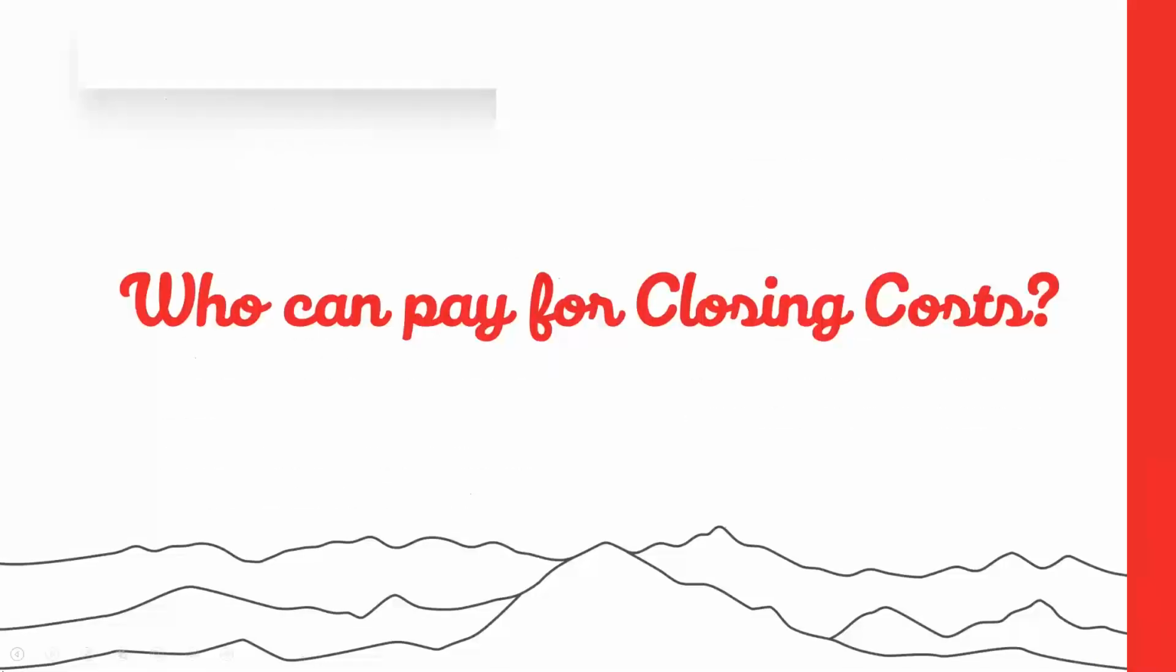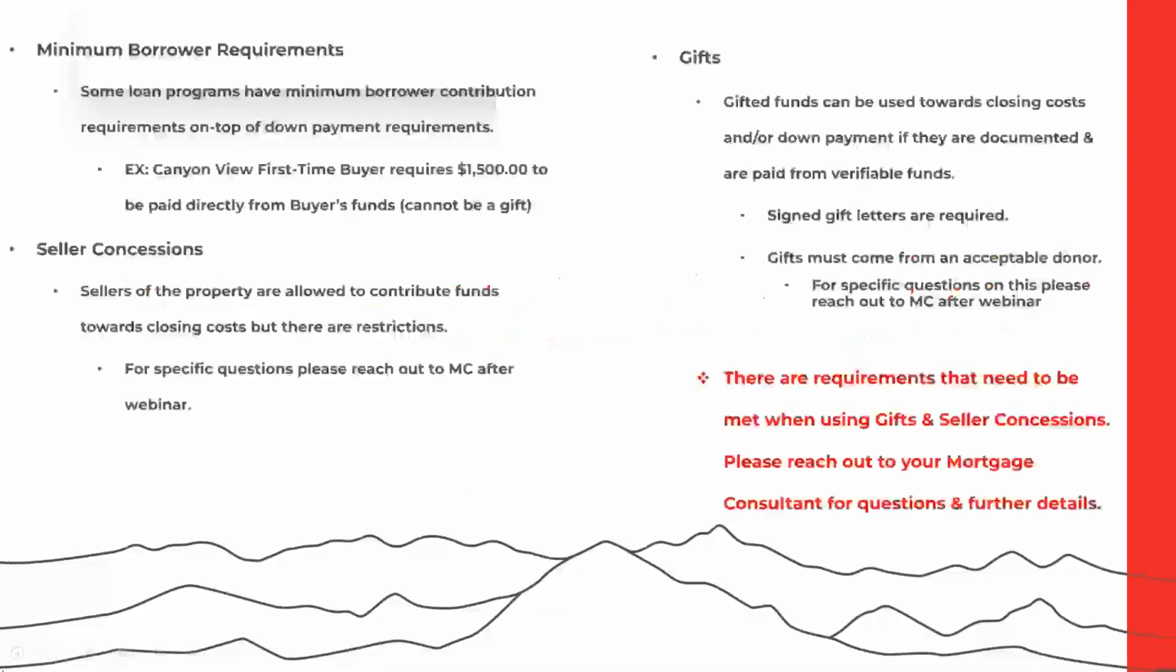Now that we know what some of the closing costs are, who can pay for them? So most loan programs have a minimum borrower contribution. Canyon View, we have a $1,500 minimum borrower contribution for our 100% first-time buyer program. Other people that can contribute to closing costs are the seller of the property. They can help pay for some of those closing costs, as well as gifts from family or friends.